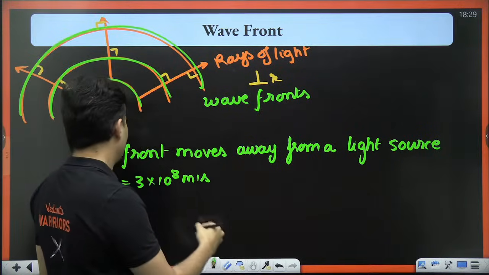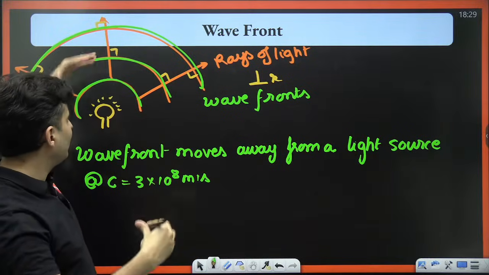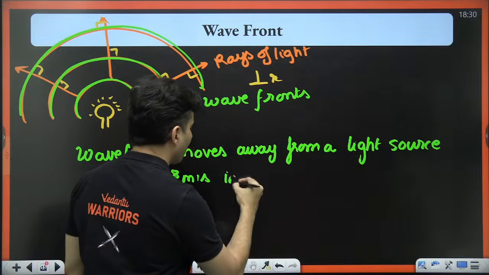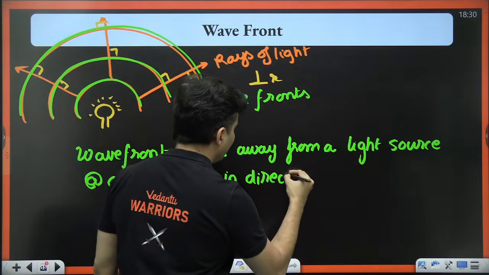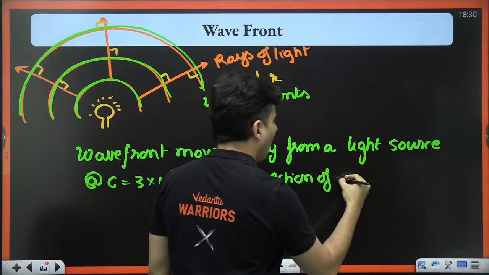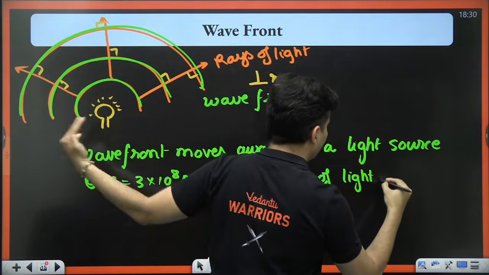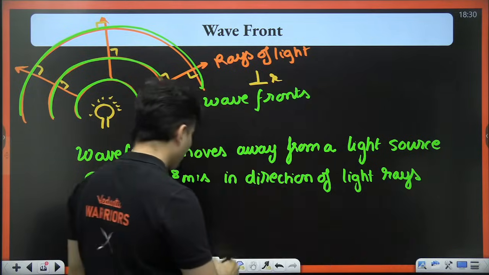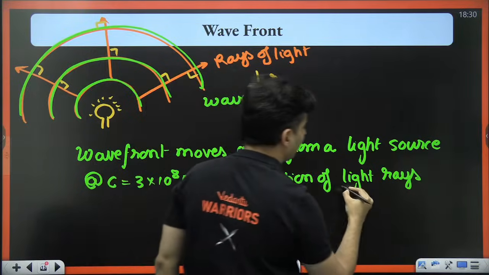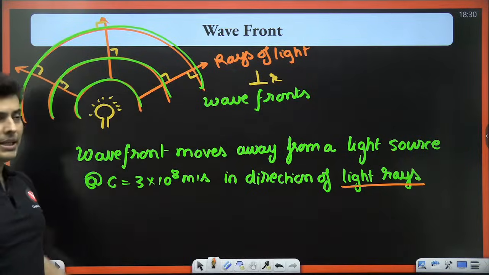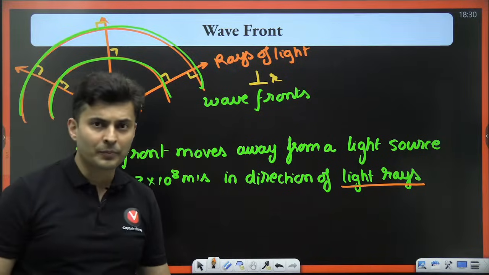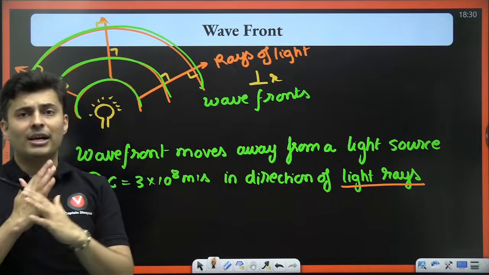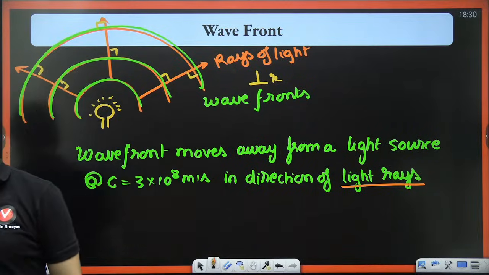And the wavefront moves away from the light source at this particular speed, in the direction of these light rays which I have shown. So these are some things which you should know by definition: what is the meaning of wavefront, what is the meaning of light source, what is the meaning of rays of light, why are they perpendicular, and all these basic things.